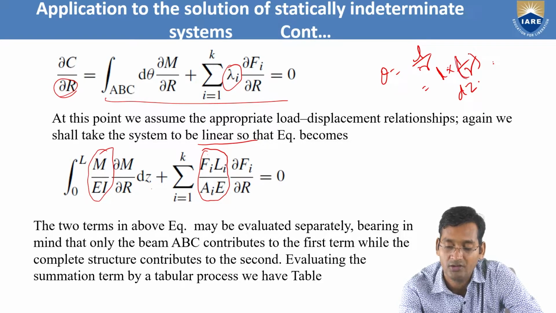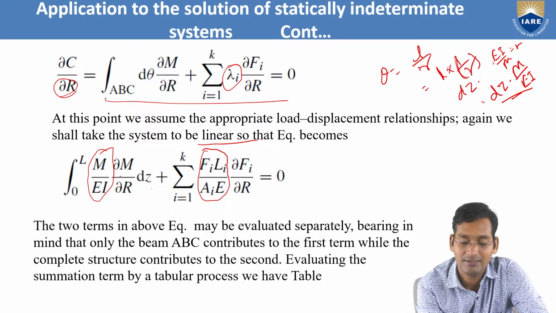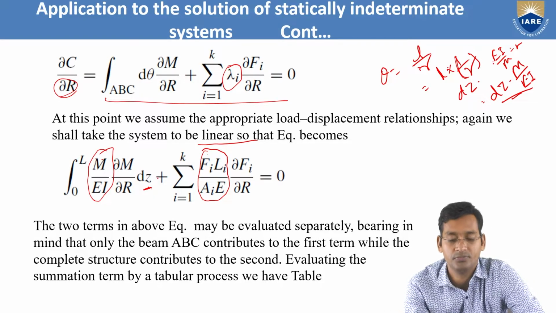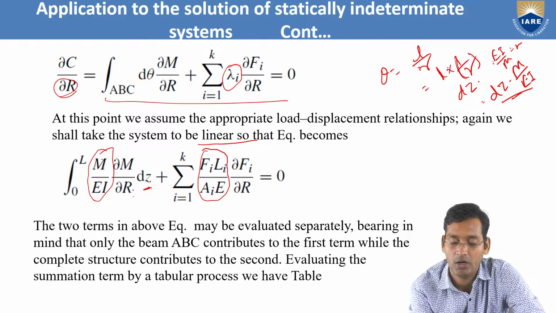So 1 by R, if R is EI by M. So 1 by R will be what? This will give you dz into M by EI, right? So from here only we got dθ as M by EI into dz. Okay, so now just substitute it, replacing θ with ∂M by ∂R. Okay, next. So again we have to find ∂M by ∂R, that is left.